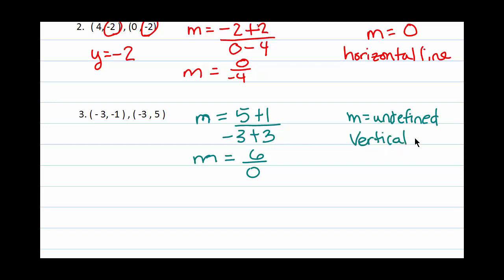vertical line. Going back and looking here, I have my x's are now repeating, which means the equation of my line would be x equals negative 3.